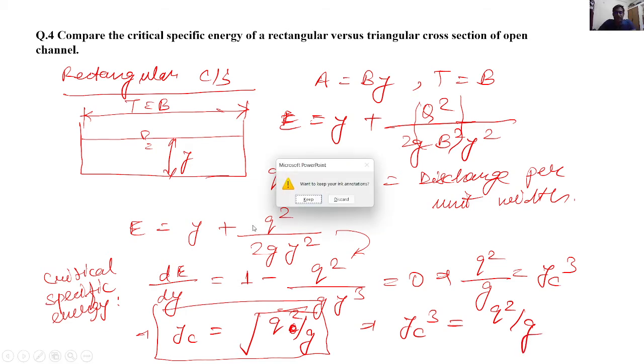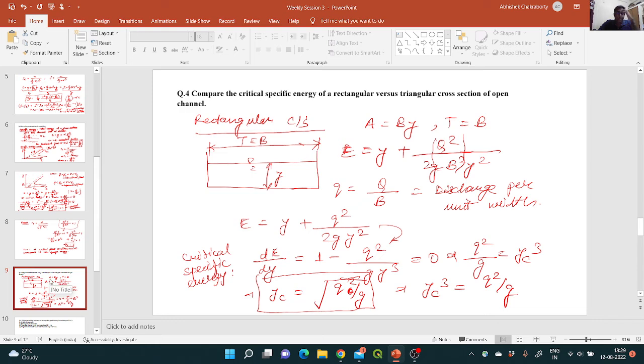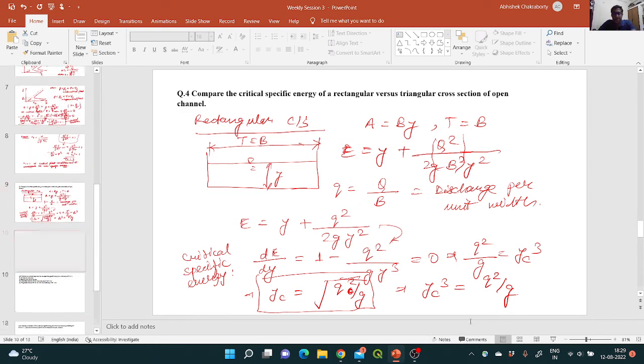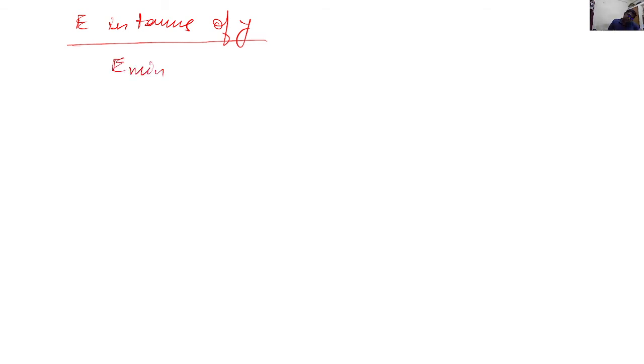I will take just another slide. So let us suppose we want to find E in terms of y. So what might be the relation between the specific energy and the depth of the flow for rectangular channel? So for the minimum specific energy, it will be corresponding to the critical depth of flow, that is for rectangular channel would be looking like this: yc plus q square by 2g yc square. We are doing nothing, we are just replacing y with yc for it.